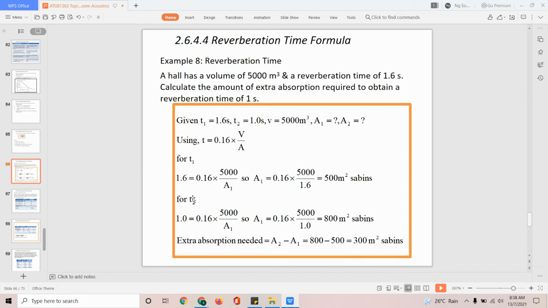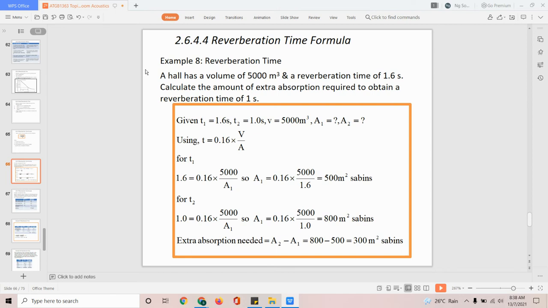So the first part is you want to find out what is the area of absorbent for 1.6 using this formula. Once you solve it, you find that the hall with a 1.6 second reverberation time actually has 500 meter square sabine. So the extra absorbent area is called this meter square sabine. And then for the second time, which is 1 second, you just do the same. You substitute it, and you end up with 800 meter square sabine.